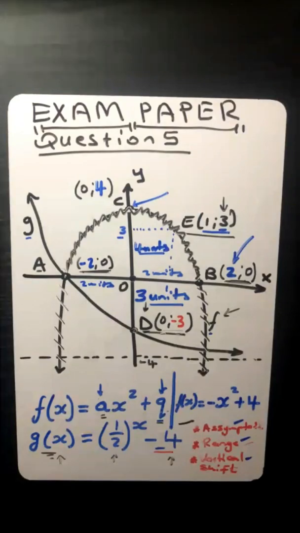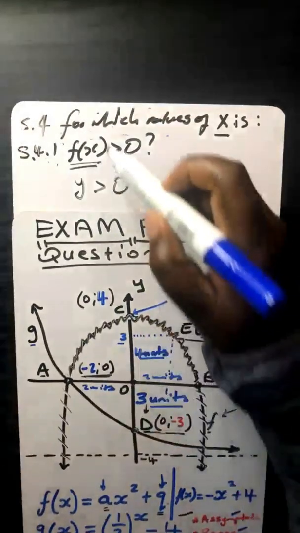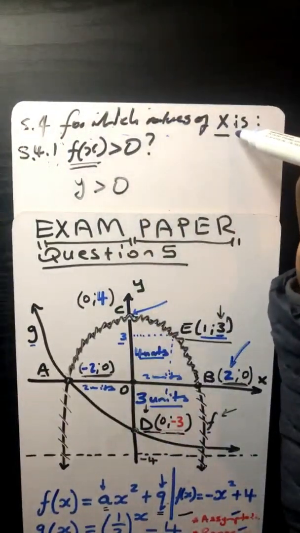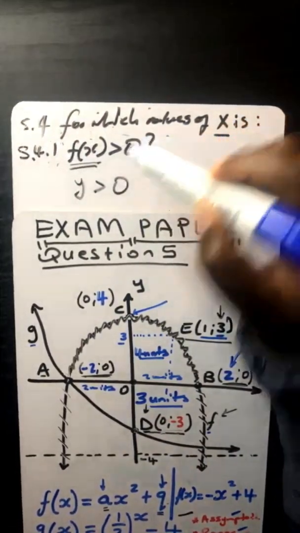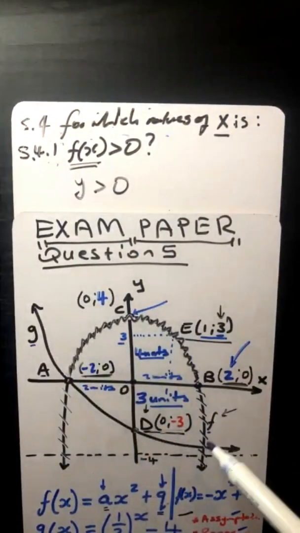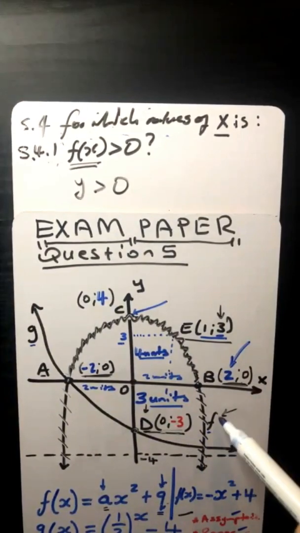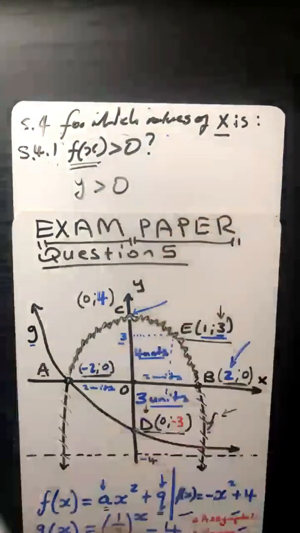So can you please repeat the question? So the question says, let's see. It says, for which values of x is f of x greater than 0? So it's more like they're saying, for that function of Bra F, at which x values do we have this function being above or being greater than 0?